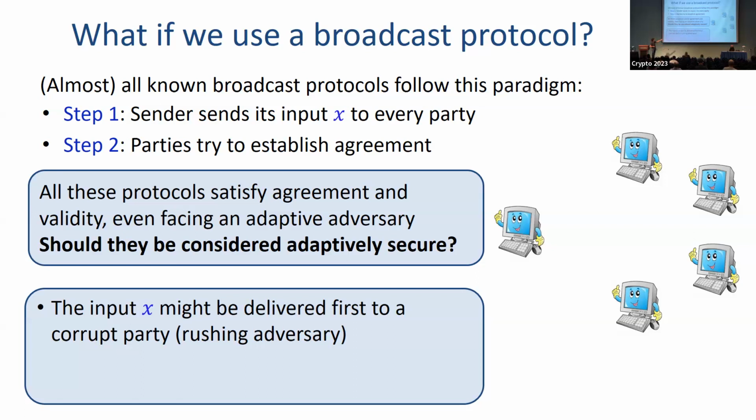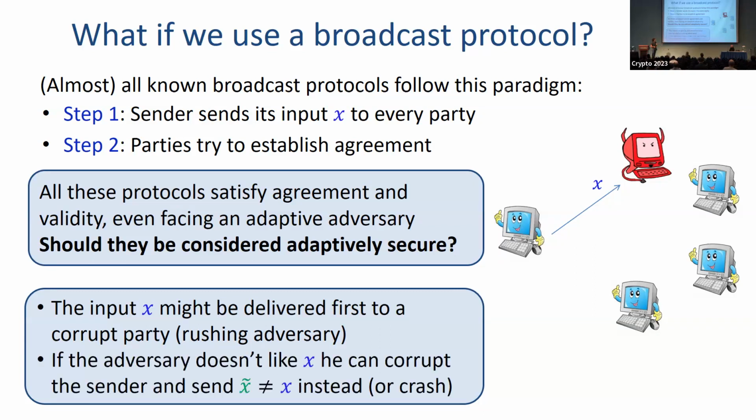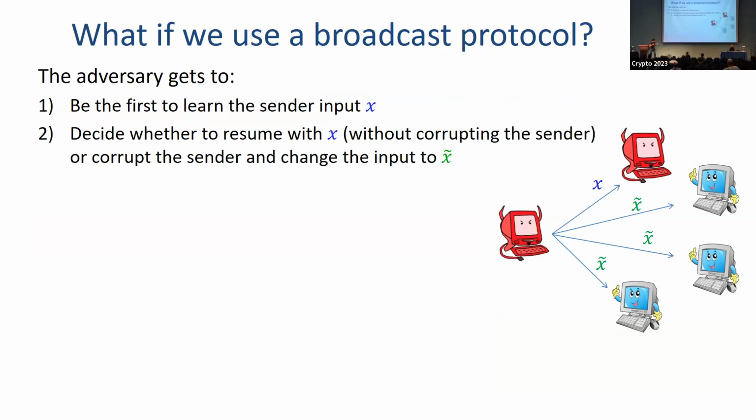For example, let's say that by chance, the first party to receive the message is a corrupted party. So it gets the first message, X, the sender's input, and then decides, do I like X? If so, I will let the protocol continue. If not, the adversary can corrupt the sender and send a different value, or simply crash the sender if it's a fail-stop adversary. So in that case, the adversary has more capabilities.